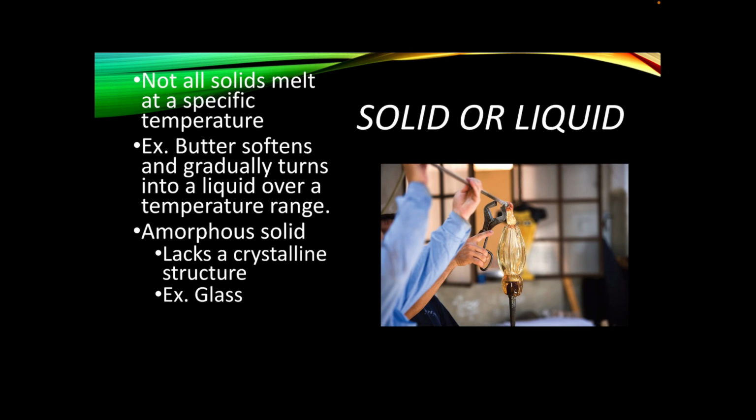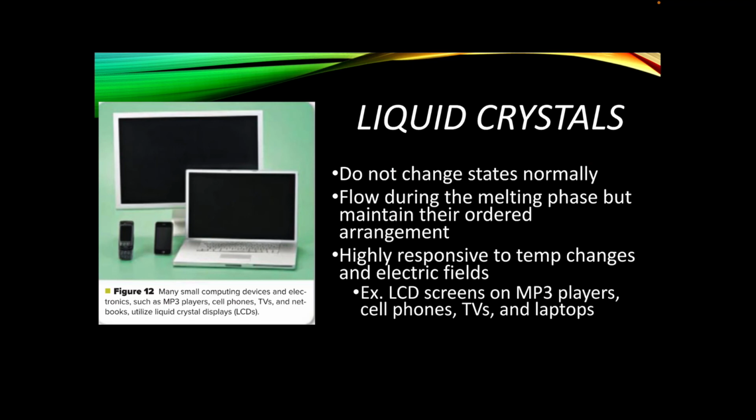Now, not all solids are going to melt at a specific temperature, okay? For example, butter. If you put butter out, it will melt over a range of temperatures. That's because things like butter lack crystalline structure and are called amorphous solids. Another example can be glass, okay? So they lack a crystalline structure, and therefore they have different and unusual behaviors that pertain to them.